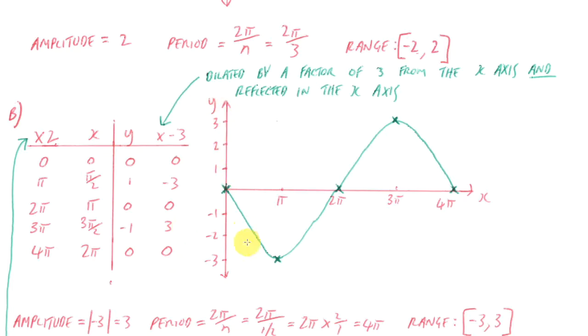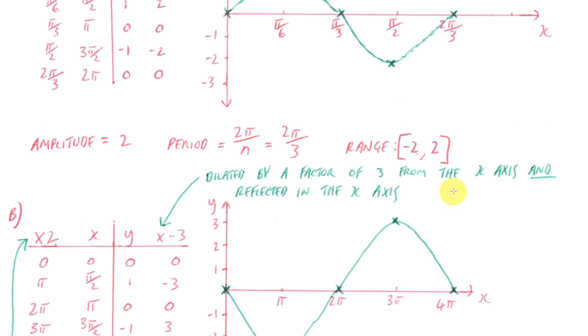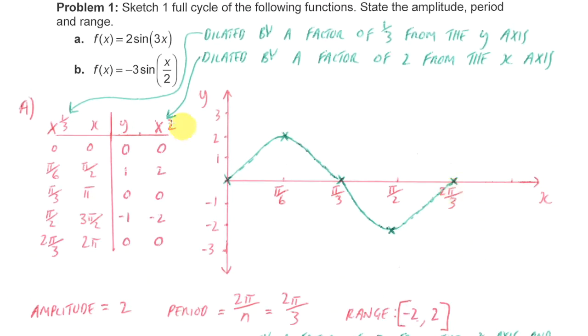So again, I rule up my axes. On the y-axis, I put the points that I need, or the places that I need. On the x-axis, I label them from the far outside, so 0, pi, 2 pi, 3 pi, 4 pi. And this time, I follow the pattern, but because I've got a negative out the front, it's the sine graph that has been reflected in the x-axis. So it's that kind of shape, but upside down.